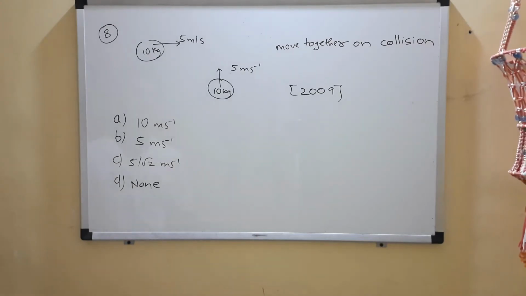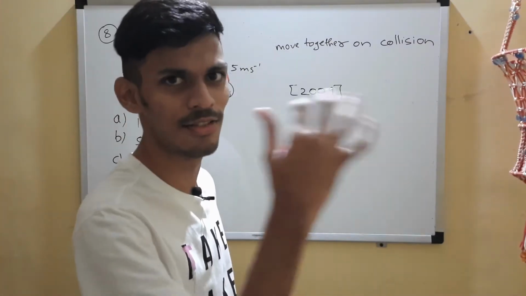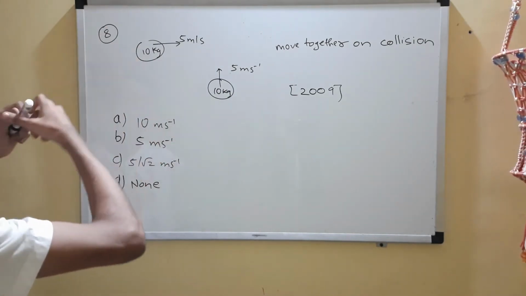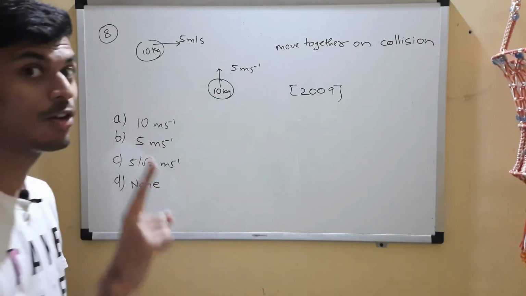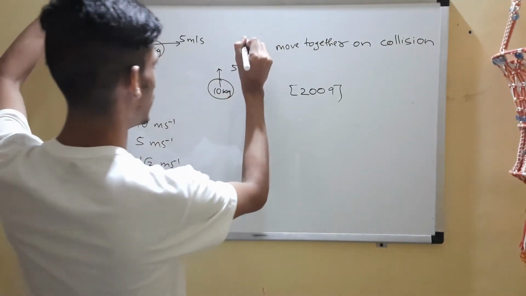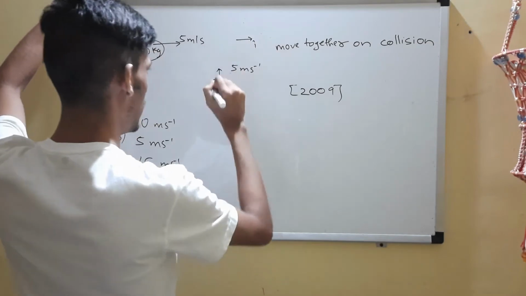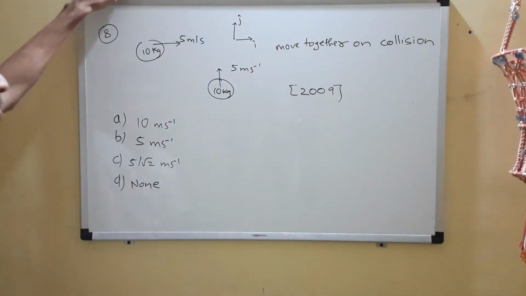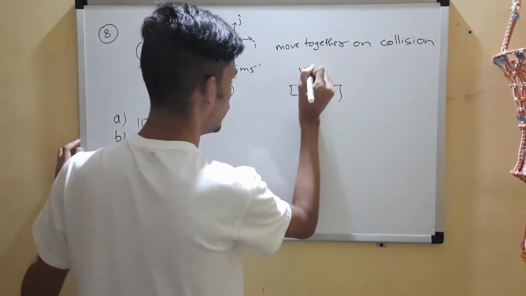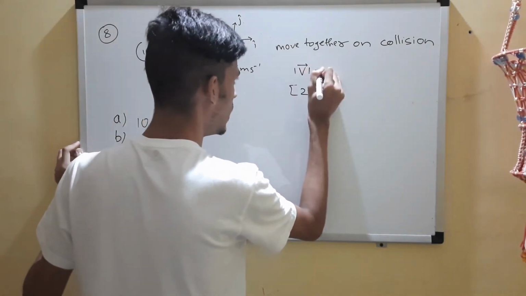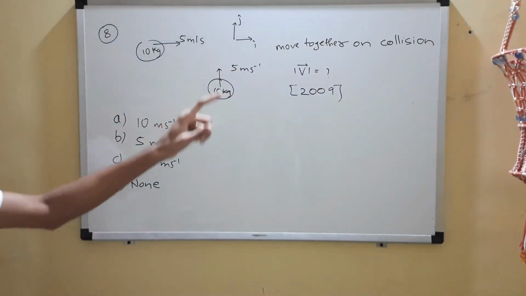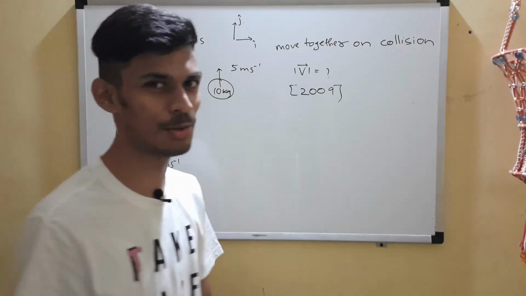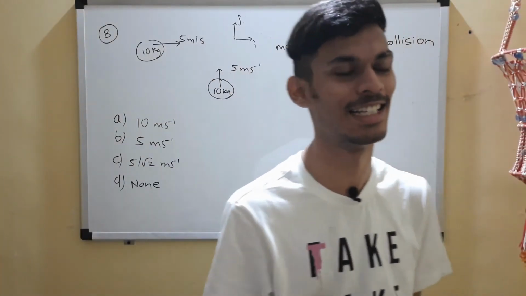Question 8, it's an old BITSAT question. Again it's very similar to the previous question. Again you have two masses, each of 10 kgs, each moving with a speed of 5 meters per second. This velocity is in the direction i cap and the velocity of the other ball is in the direction of j cap. You are supposed to find the speed after collision. They move together after collision, so again it is a perfectly inelastic collision.